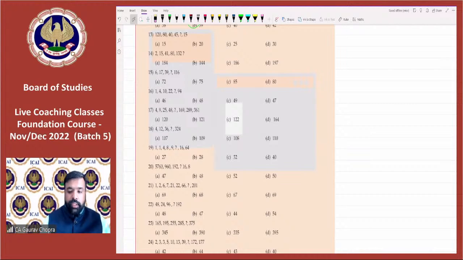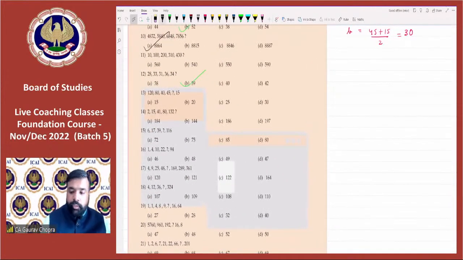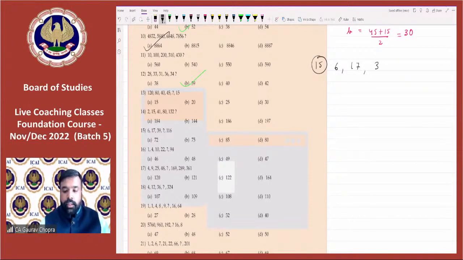Okay, let's try the 15th one now. Question number 15: 6, 17, 39, dash, and then 116. So what is the logic? The series is getting increased by 11, then plus 22.